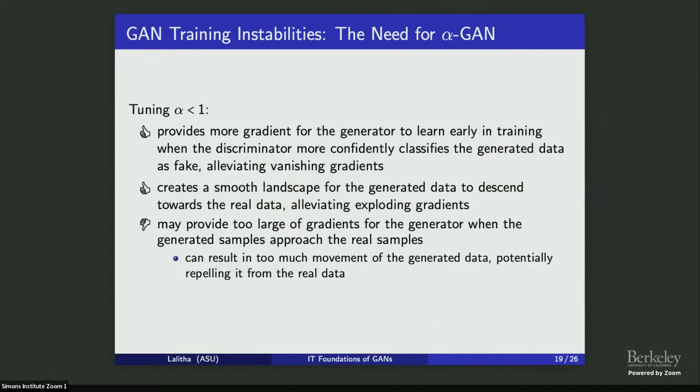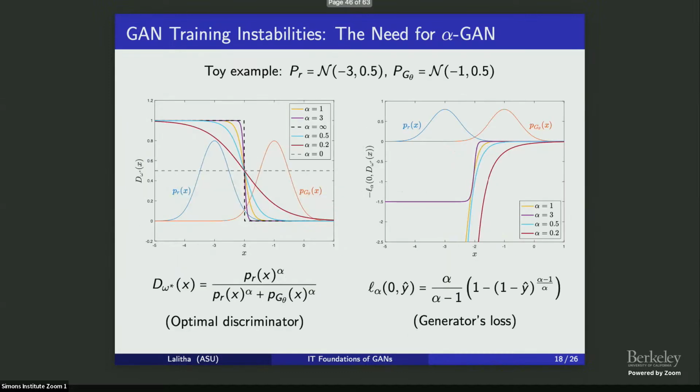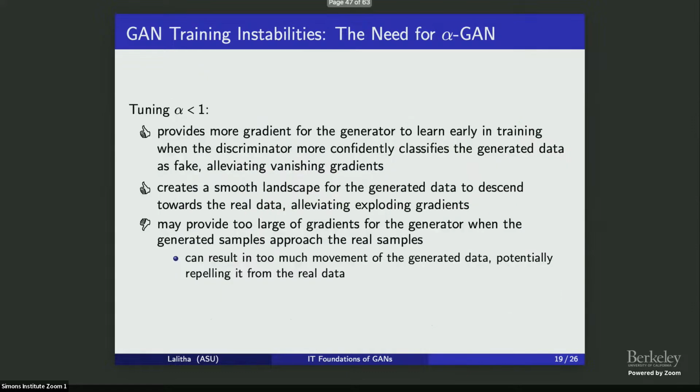So here are the pluses and minuses of tuning alpha. If you tune alpha less than 1, you get more gradient for the generator, as I just showed you, because the discriminator is less confident. You really need that at the beginning of training. You create a better, smoother landscape. But another side effect is that, if you look here, your gradients get steep very quickly, unfortunately.